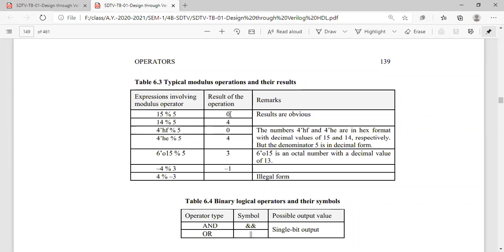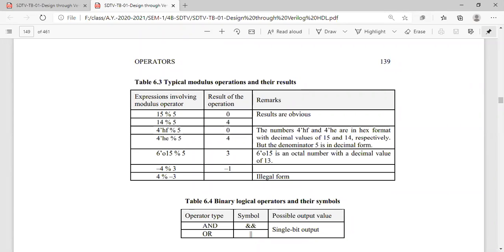So here you can see 14 percentage 5 means here it is 4. We are getting a remainder of 4. If it is 15, we have a quotient of 3 and a remainder of 0. But it is not the case here. Okay, you can recollect once again.